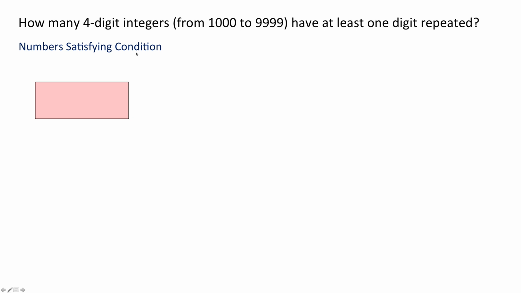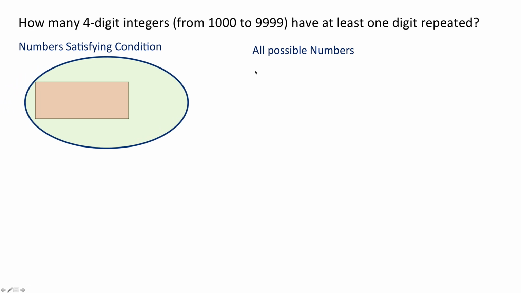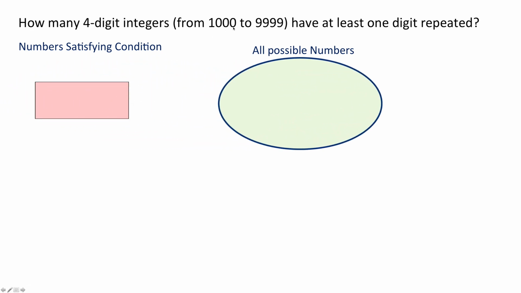Now you have to be aware of the larger range in which this set sits. Basically, this set of all the numbers which are satisfying the condition is a subset of a larger set, which is essentially all possible numbers between 1000 to 9999, represented by this large oval set.